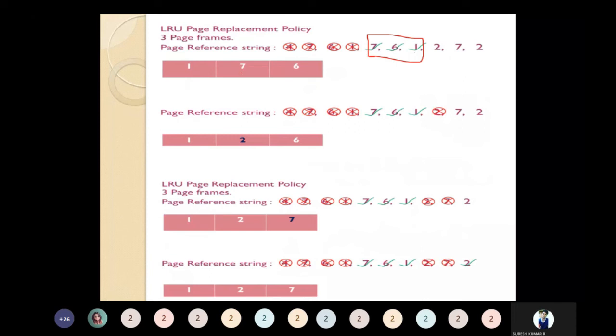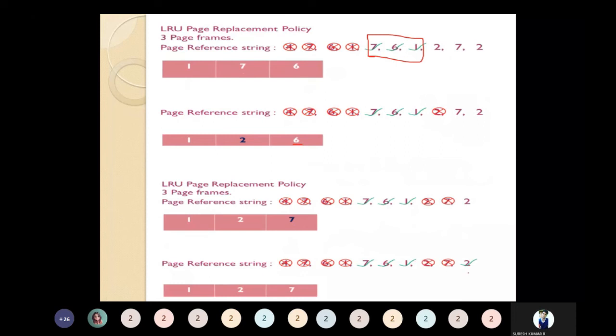Okay, next look at the next position, that is 7. So 6 is not replaced. 1 and 2 we just used. 1 is before 2, so we replace this 1. Not used for the longest time is 6. That's why 7 is replaced in the place of 6.